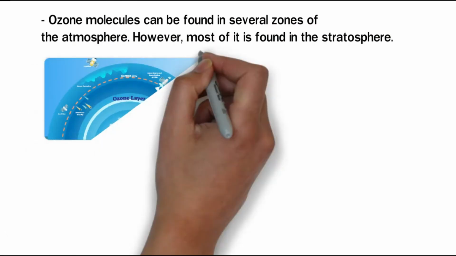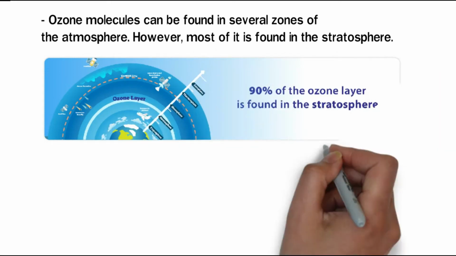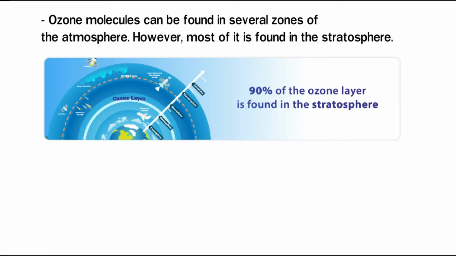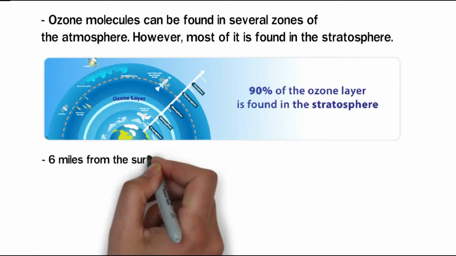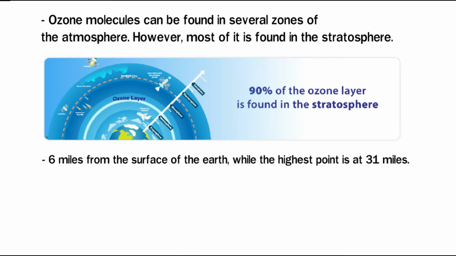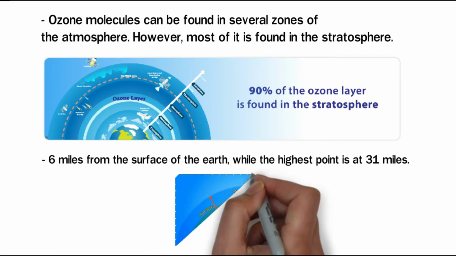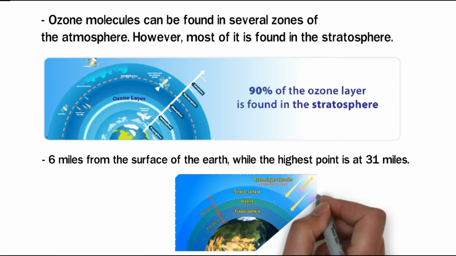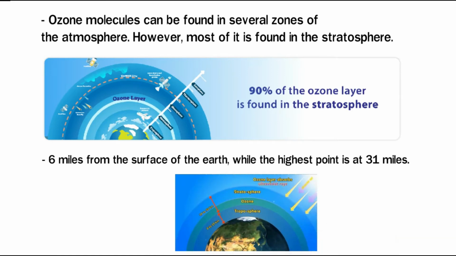The stratosphere is the second layer making up the Earth's atmosphere. It contains about 90% of the ozone on our planet. The lowest region of the stratosphere is about 6 miles from the surface of the Earth, while the highest point is at 31 miles. Ozone molecules can be formed in this region naturally, provided that all conditions are met. There must be oxygen molecules and ultraviolet rays.